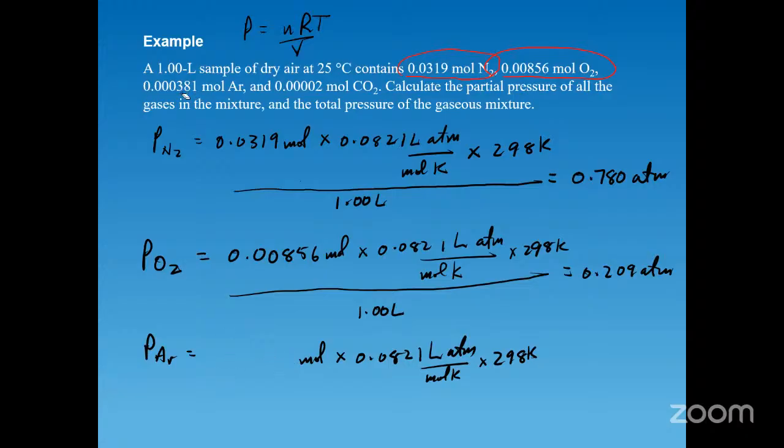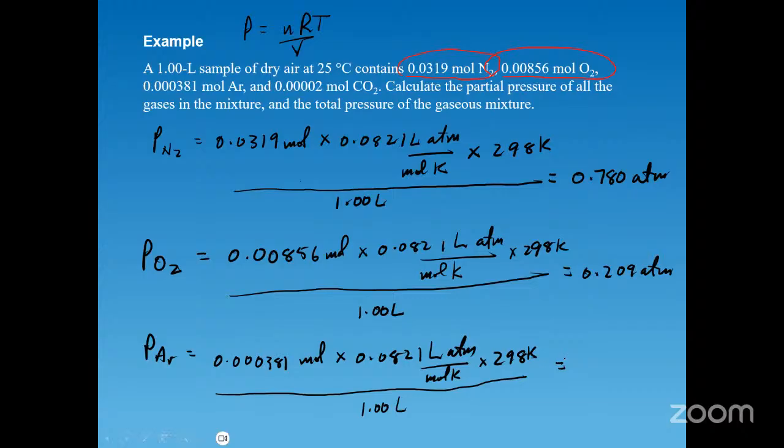So for argon, it's 0.0000381. Thank you very much. Okay, divide all of that by 1.00 liters. So let's see what that gives.